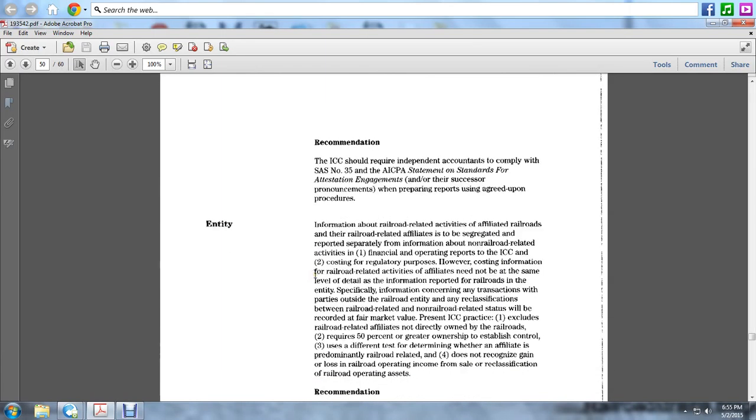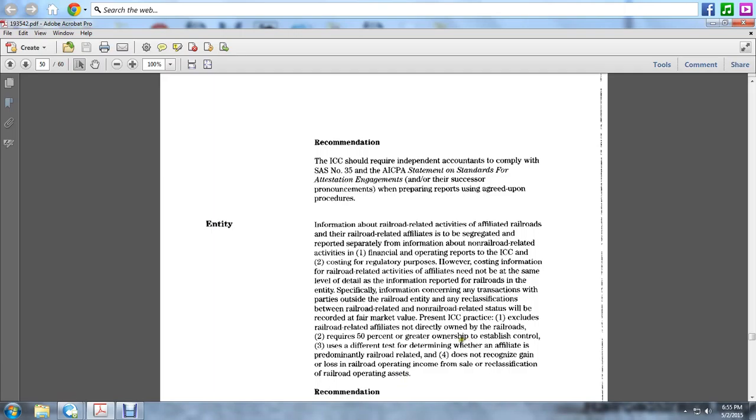Information about railroad-related activities and affiliated railroads and other railroad-related affiliates is to be segregated and reported separately from information on non-railroad-related activities. One, financial operating reports of the Interstate Commerce Commission are used for regulatory purposes. However, the information for the railroad-related activities and affiliates need not be at the same level of detail as information reported for the railroads in the ETNI, specifically information concerning any transaction with parties outside of the railroad ETNI. The reclassification between railroad-related and non-related status will be recorded at fair market value.